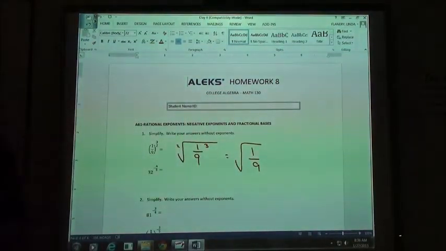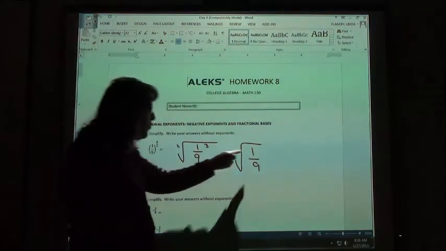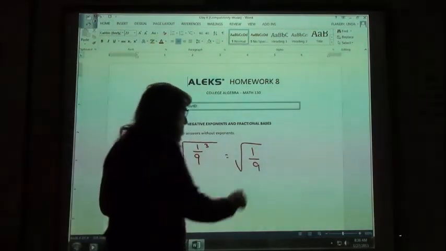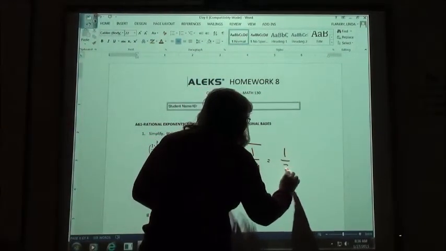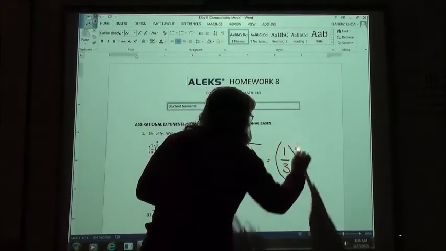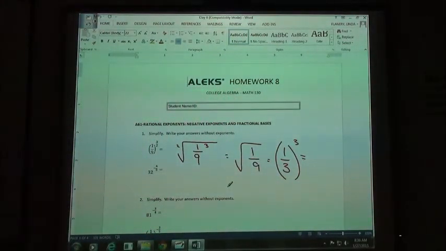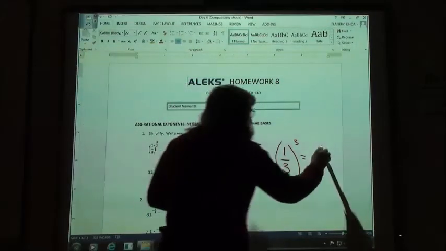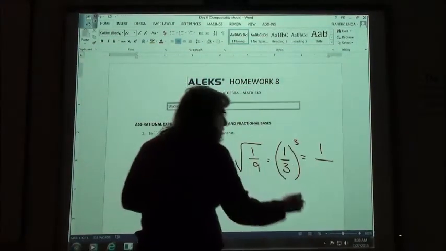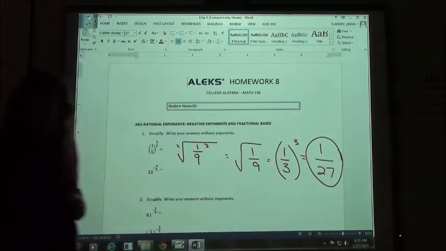Well, when you think of the square root of 1/9, just think of what the square root of 9 is. The square root of 9 is 3, and so I'm going to have 1/3, right? That square root or any root of 1 always stays 1, so you don't have to worry about the 1 a whole lot. But the square root of 1/9 is 1/3. Then I have to take my answer to the 3rd power. So if I take 1/3 to the 3rd power, again, 1 to any power is still going to be 1. And 3 cubed, 3 times 3 times 3 is 27.